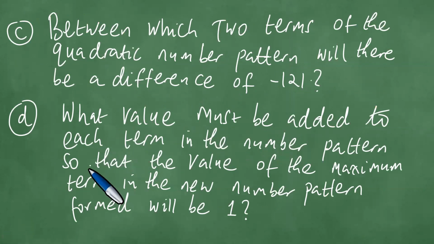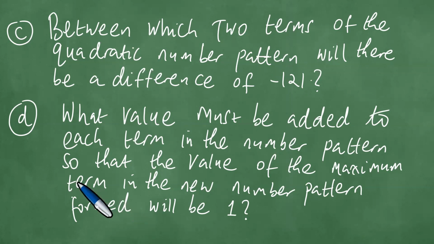What value must be added to each term in the number pattern so that the value of the maximum term in the new number pattern will be 1? Okay. What value must be added to each term in the number pattern so that the value of the maximum term in the new pattern formed will be 1? Okay, let's look at these and analyze what exactly is being asked here. Yeah, that is perfect.